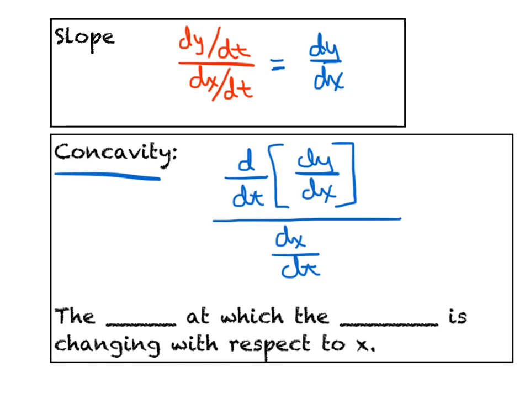So how do we describe that in words? Concavity is the rate at which the slope is changing with respect to x. And those are the two things you need to know from the other night.